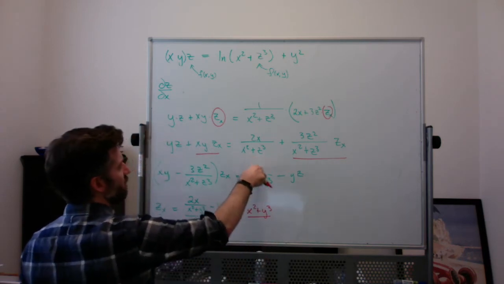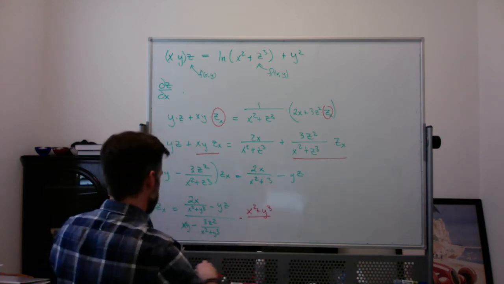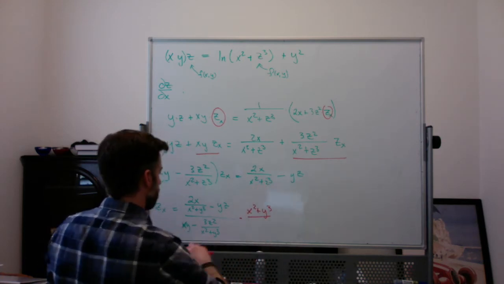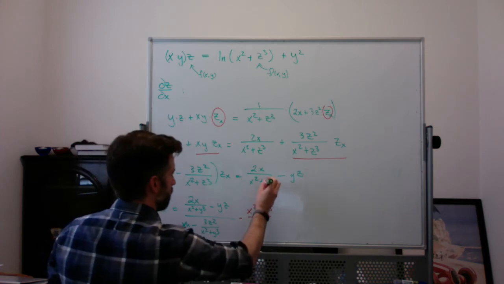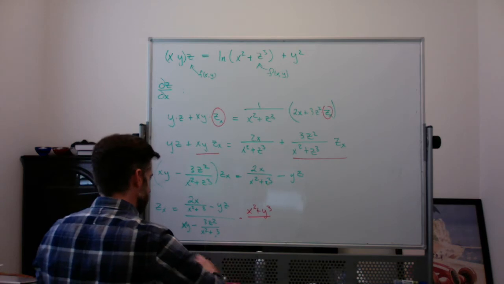My z turned into a y somehow. I'm sorry, that should be x squared plus z cubed. That's a z. Sorry, good thing I caught that mistake. That's a z, that's a z.